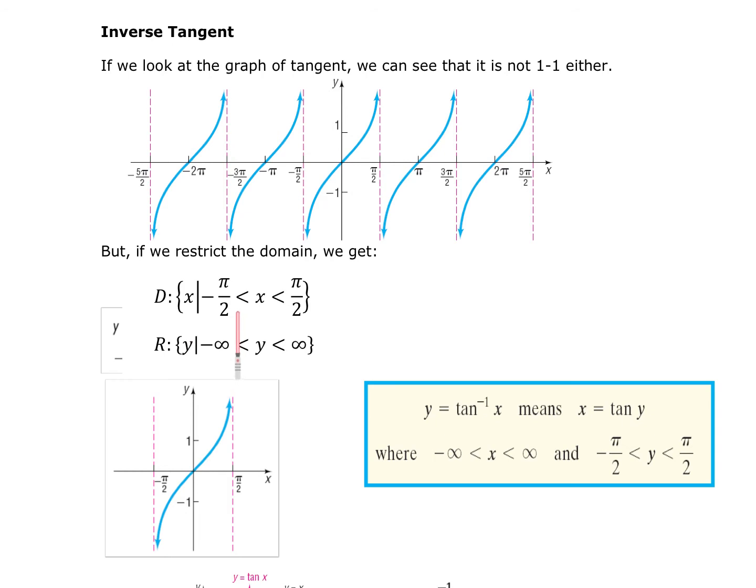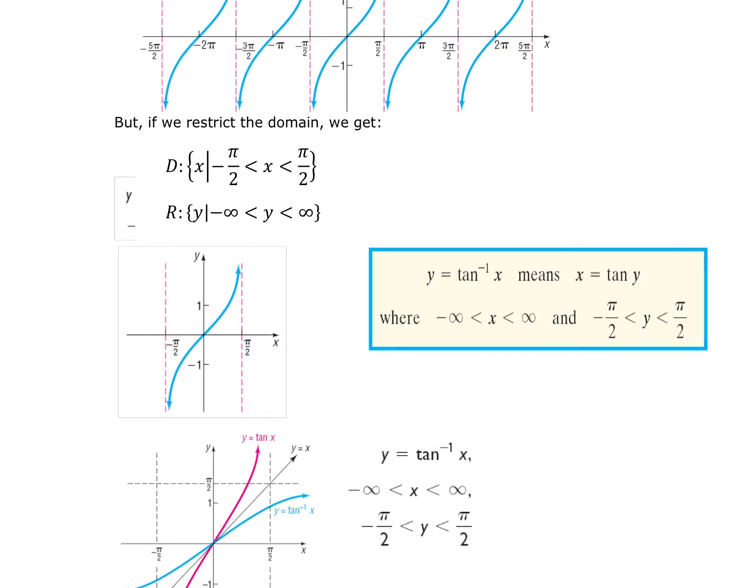The only difference is that tangent does not get to include negative pi halves to pi halves because it's undefined there. It's my vertical asymptote. My range is different. For tangent, we get everything from negative infinity to infinity.